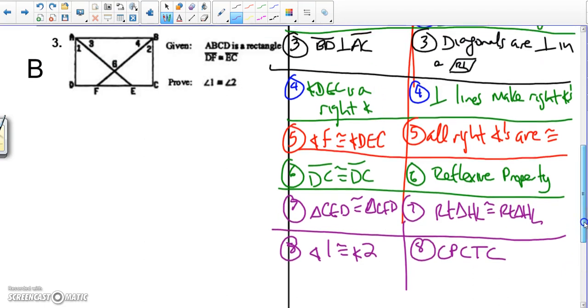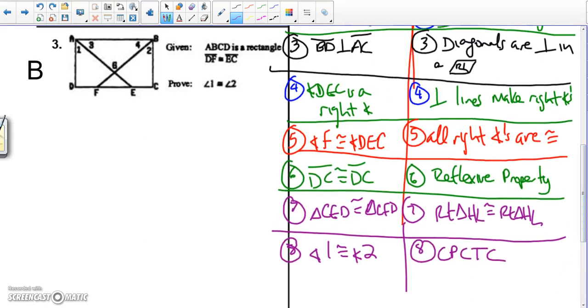Alright, so really go back and refresh yourself on your parallelogram or your rhombus, rectangle, square, trapezoid rules. And most of the time when you see a proof like this, you'll be using those examples.